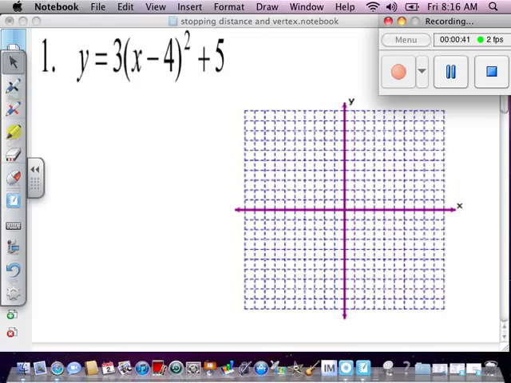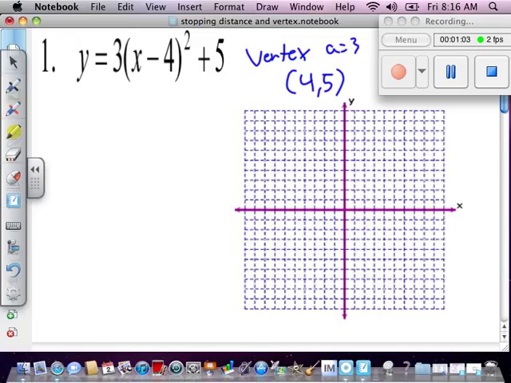The first thing I want you guys to do is list the stuff we know. What is the vertex of number 1 on your paper right in front of you? What would the vertex be? 4, 5, good. I know my A value is 3. Okay, so does that mean my parabola is going to open up or down? Up, okay, because the A is positive.